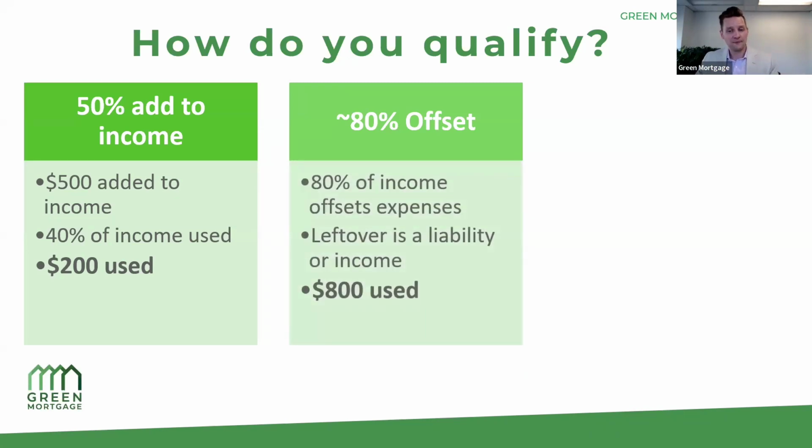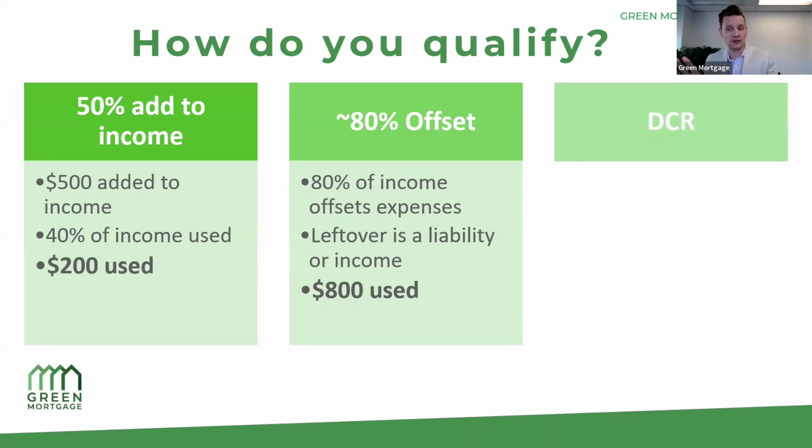Now, in an offset, what ends up happening is they use up to 80% of the income to offset all of the expenses on the property. And whatever is left over is a liability or an income. So if you had $1,000 a month in rent and they're using the 80% offset, in theory, if the $800 a month in rent covered all of the expenses, then there'd be no net effect on your debt servicing and you'd be able to continually buy property after property. So the offset, as you can see here, even though the number is not that far off, it's 50% versus 80%, there's a massive difference in the amount of income actually used. It's $200 versus $800. It's a really big difference.